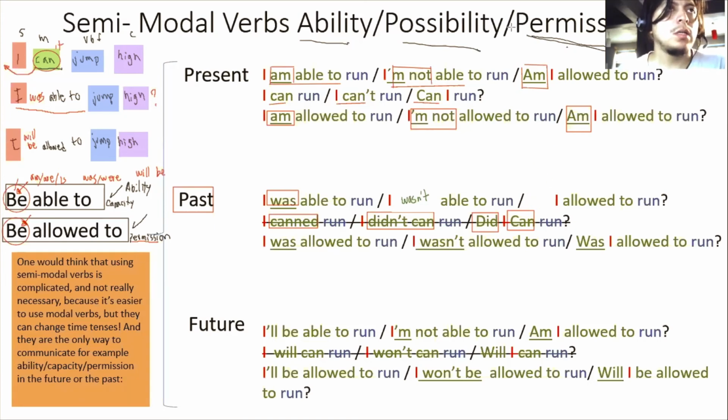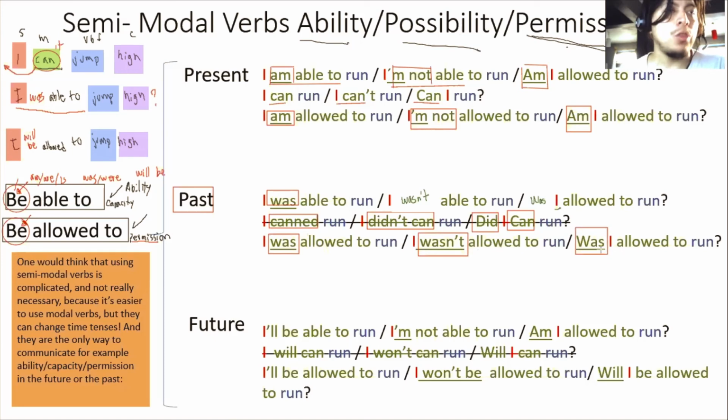Okay, so again, how will you say this as a question? If you want to make a question, the verb to be in the past for this person, was I allowed to run? Was I allowed to run? Yes, you were allowed to. No, you weren't allowed to. In the past, you never used can or didn't can. But in the past, you can use be able to, and you can use be allowed to. I was allowed to. I wasn't allowed to.